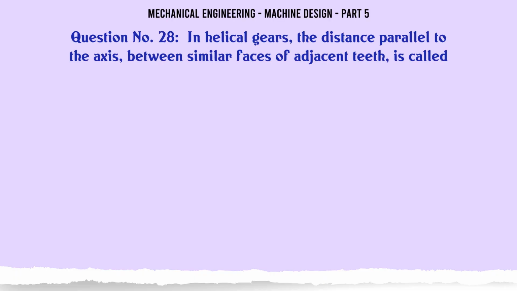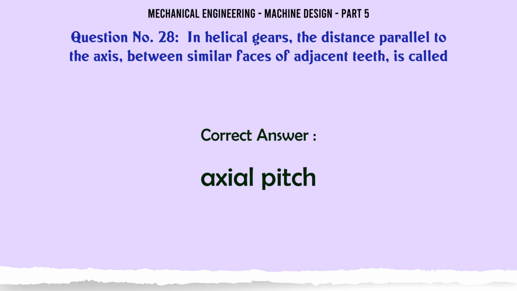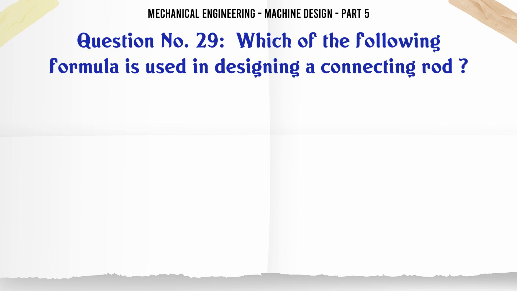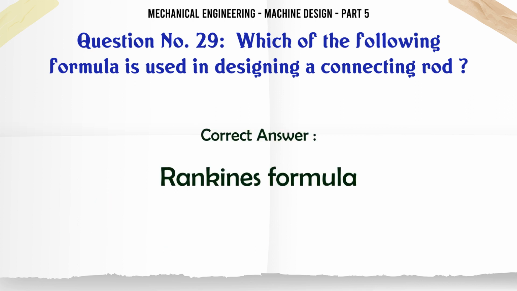In helical gears, the distance parallel to the axis between similar faces of adjacent teeth is called A. Normal pitch. B. Axial pitch. C. Diametral pitch. D. Module. The correct answer is axial pitch. Which of the following formula is used in designing a connecting rod? A. Euler's formula. B. Rankine's formula. C. Johnson's straight line formula. D. Johnson's parabolic formula. The correct answer is Rankine's formula.